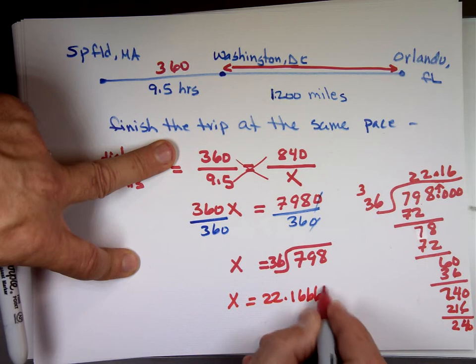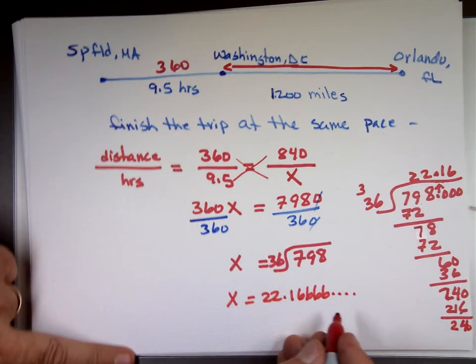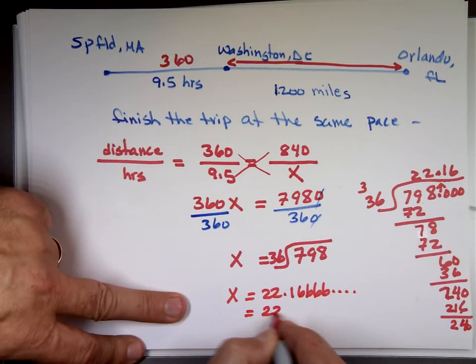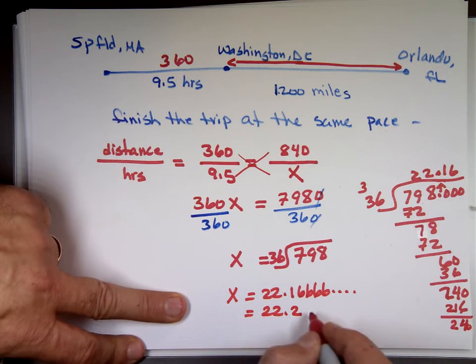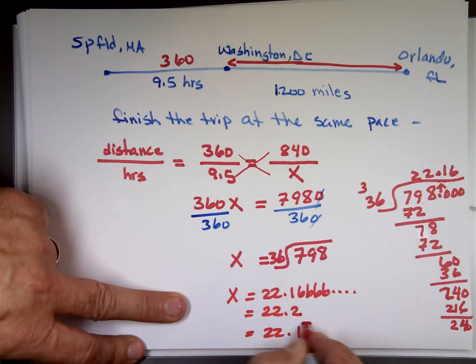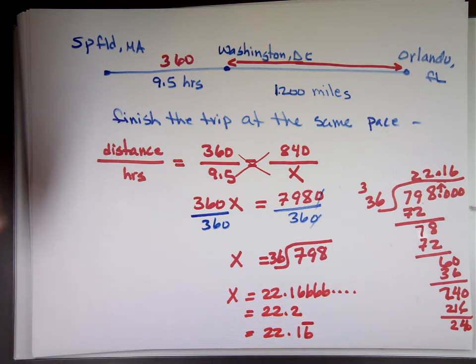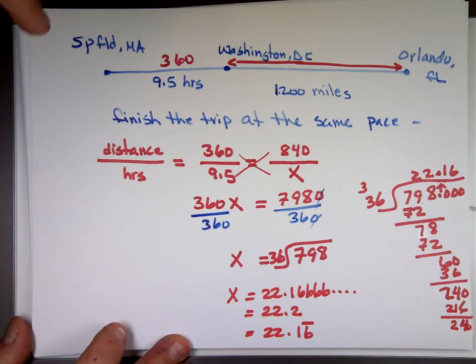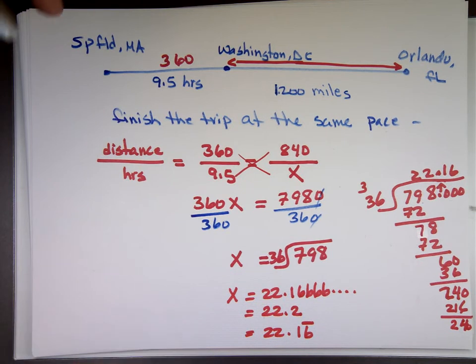Well, if it says approximately, you go, okay, 22 point nearest 10th 2, or if you want the correct answer, you go 22.16 with the bar over the 6. Round it to the nearest hundredth, so it'd be like 22.17. Depends what they want. They'll ask. But you're still talking about 22 more hours.